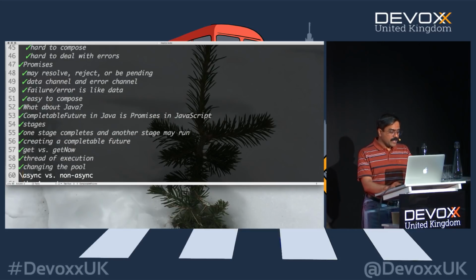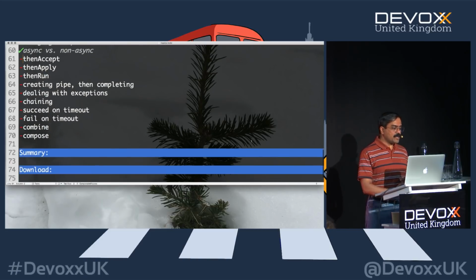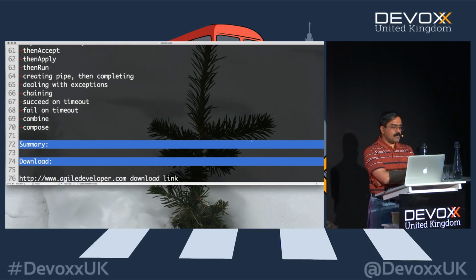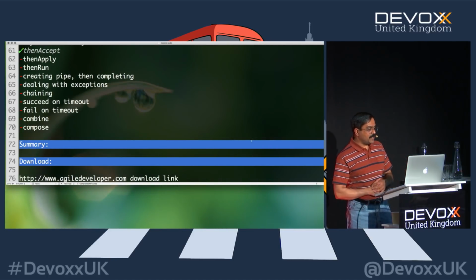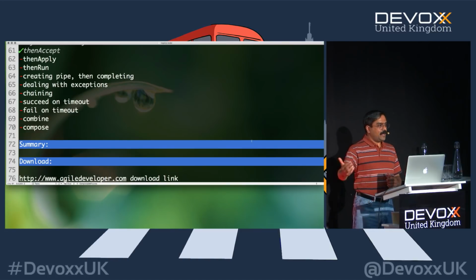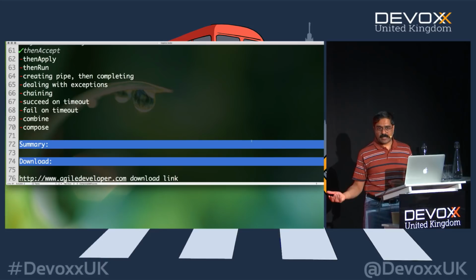I also talked about async versus non-asynchronous. You have versions to go back and forth depending on how you want to do. That brings us to the methods that we really want to talk about. The method I want to talk about here is the thenAccept method. So what does the thenAccept method do? The thenAccept method is really a consumer. It accepts the data, and what does it return? It returns a CompletableFuture of Void to continue with your work.